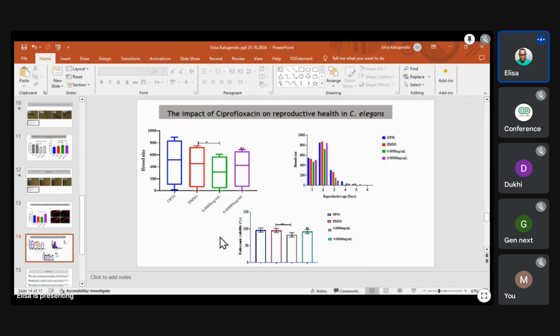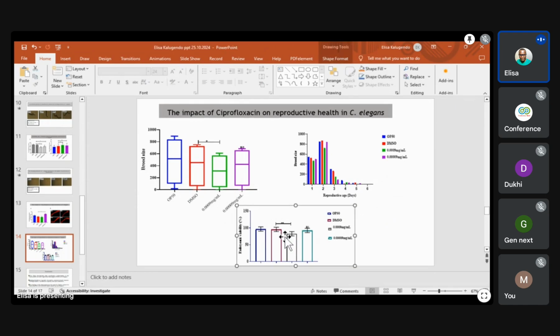We found that at the highest concentration, the probability of embryos to hatch into L1 declined. It was significantly affected due to the exposure to ciprofloxacin. The same explanation could apply as for the brood size. Maybe the interference of the hormones involved in reproduction is one of the reasons for the embryos not hatching. It means the conditions were not favorable for these embryos to hatch into L1 stage.